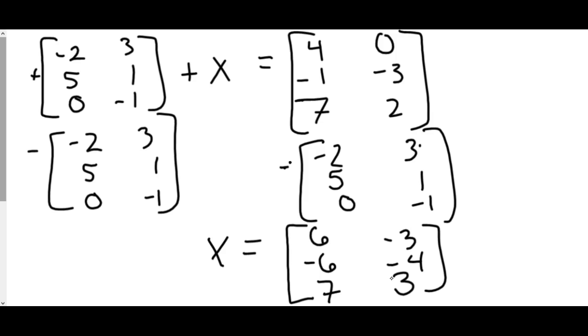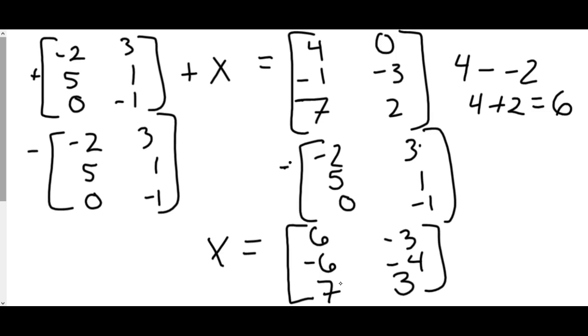And if you're ever confused, write your work to the side. Say, well, I know 4 is top left. I'm subtracting. Top left of the bottom matrix is negative 2. So 4 minus negative 2, oh, that's the same as 4 plus 2, which is 6. So you can write your work to the side if you're having trouble just doing it in your head as you go through the subtraction.